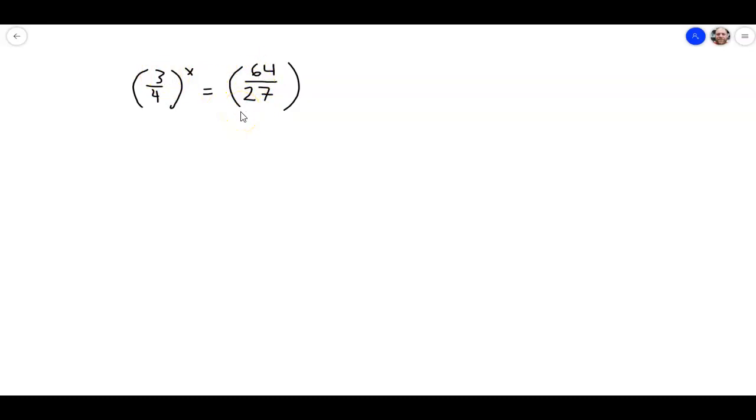And the idea here is, if I can make the base the same on both sides, then that means that the exponents have to be equal to each other. Remember, this is really raised to a 1 right now. So I'm going to work on making this base equal to that. Let's work on this part here.